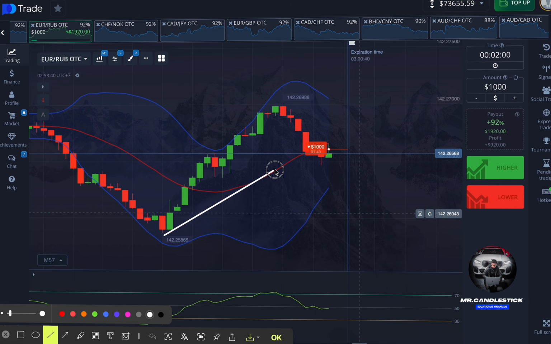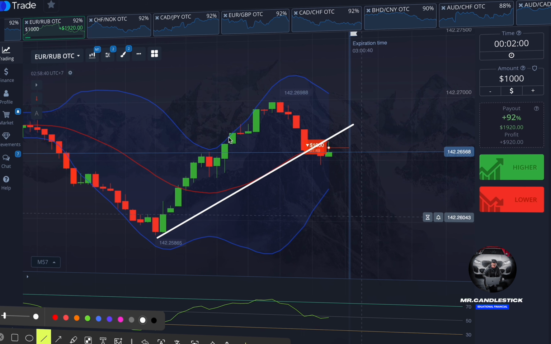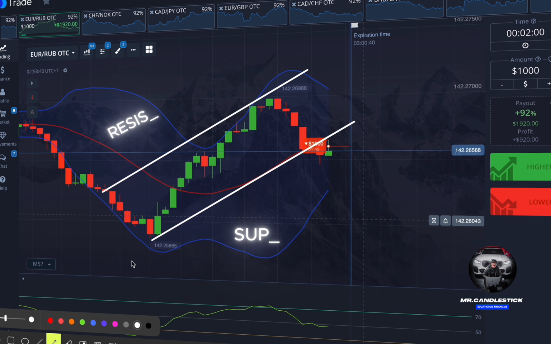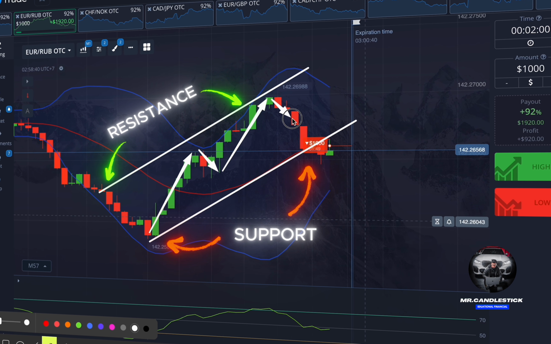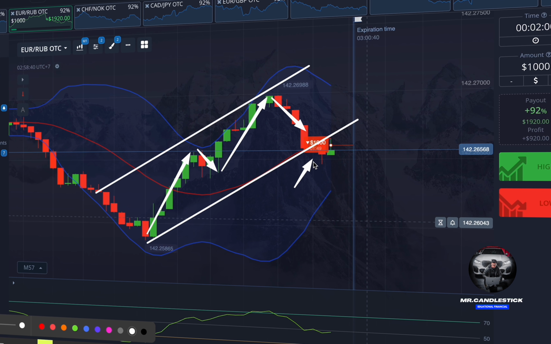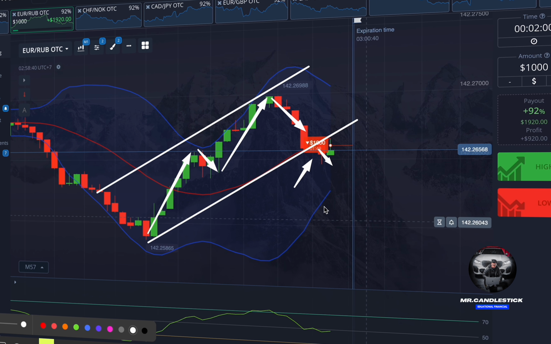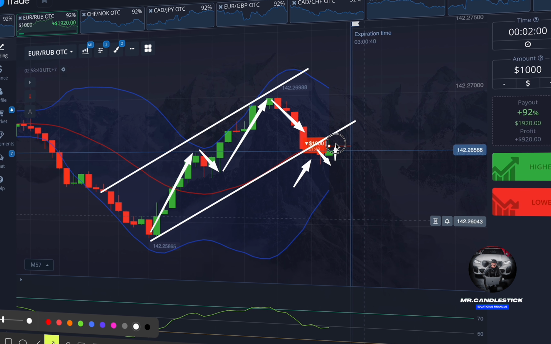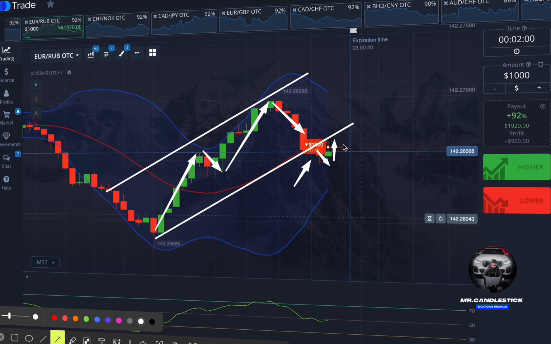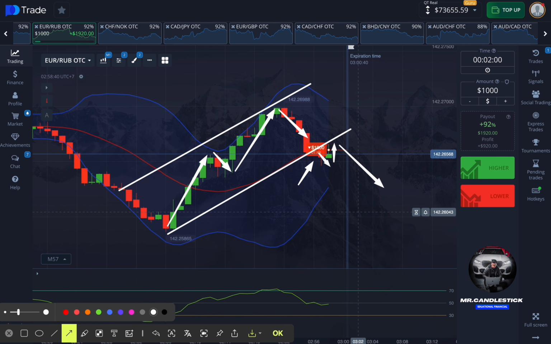The middle line of the Bollinger Bands is a dynamic support or resistance marker. As you can see, the market only moves within the line, but it breaks on this candle. If there is a breakout like this, then there will be a reversal of direction. And before the reversal happens, there is always a correction first. This is the right position for us to open a down trade.